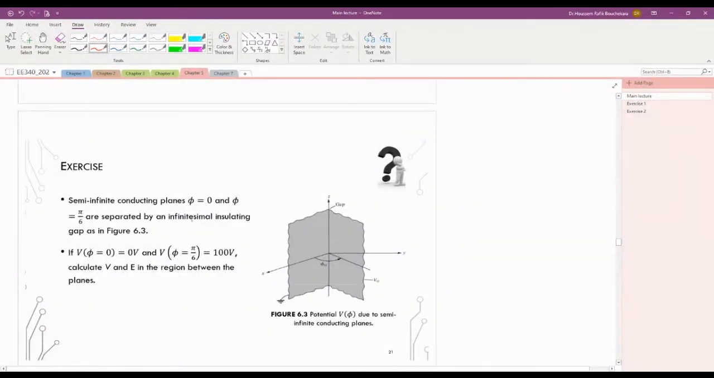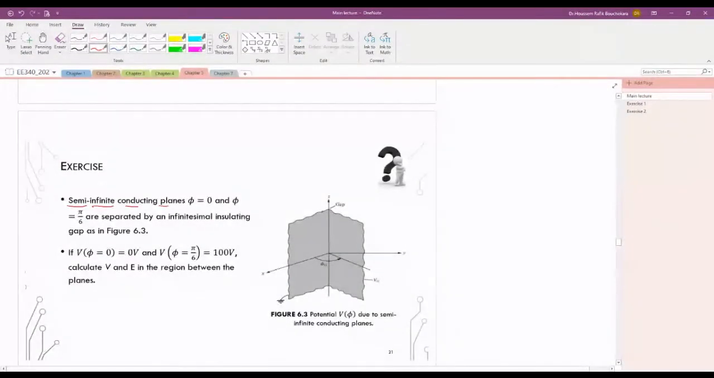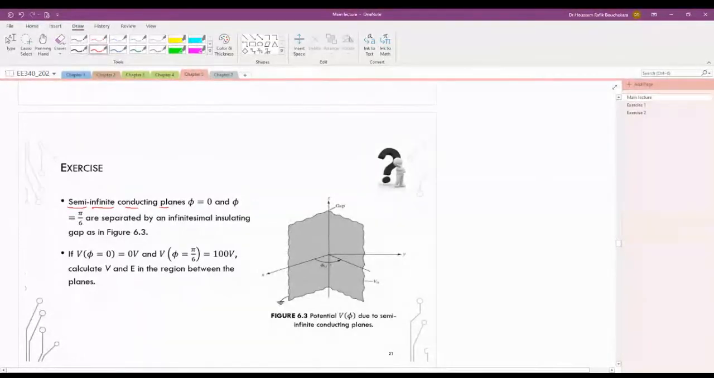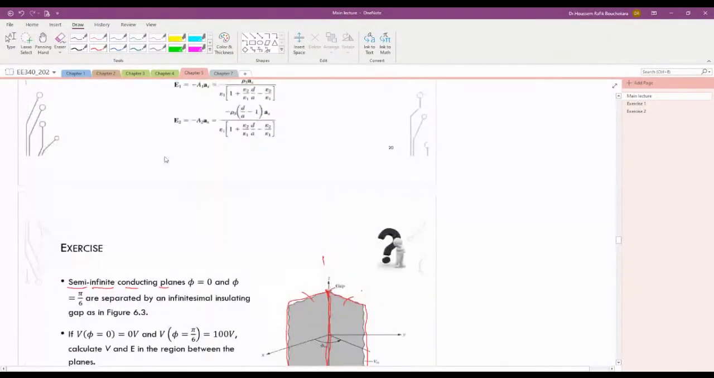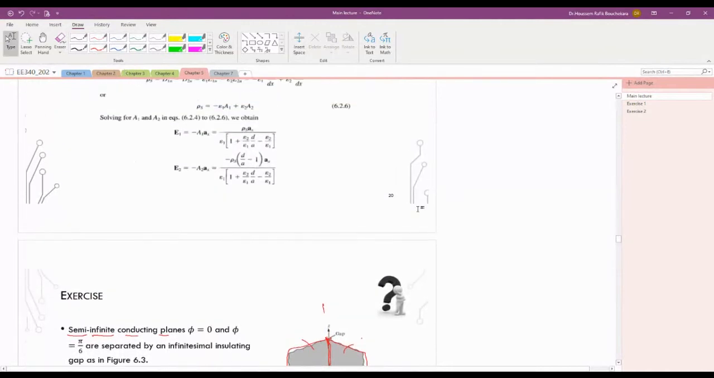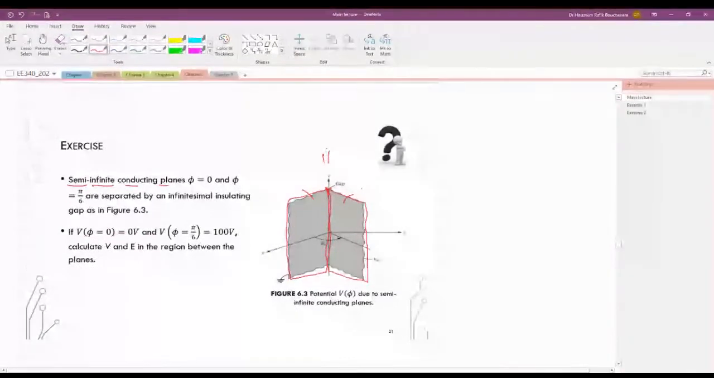What we have here are semi-infinite conducting planes. This is one plane, this is another plane, we have two planes. There is a small gap between the planes. Is that clear? There is a small gap between the planes.